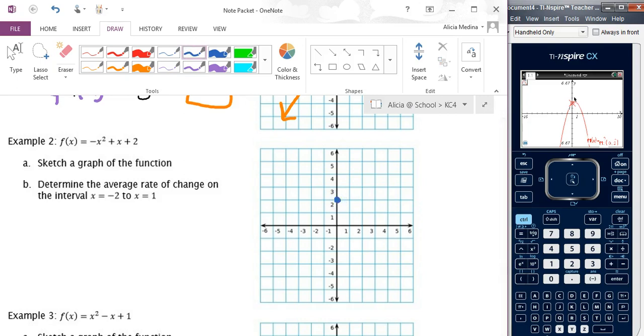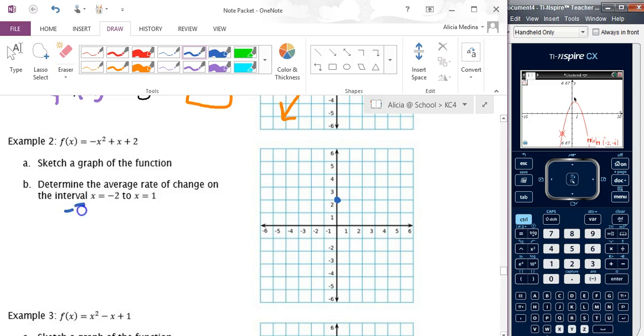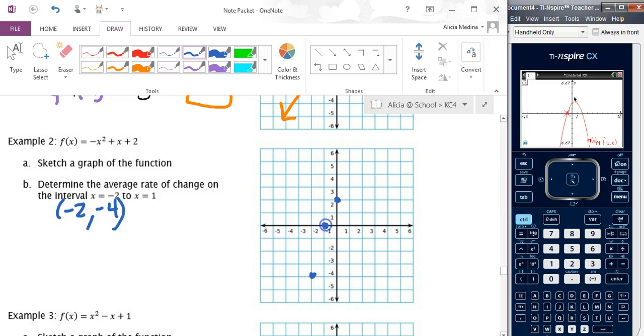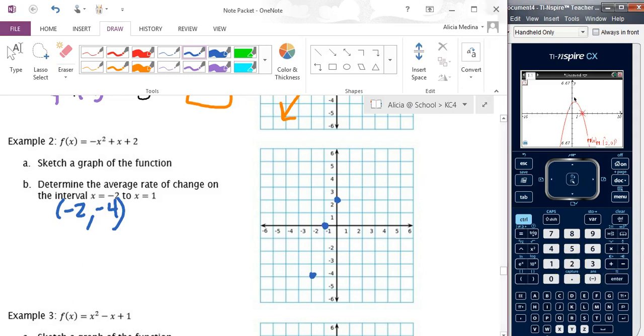When x is negative 2, we need to know that point. So when x is negative 2, my y value is negative 4. So negative 2, down to negative 4. When x is 1, let's make sure that intercepts at 1. What about negative 1? That definitely goes through 0. Make sure that point at 2 definitely goes through 0.